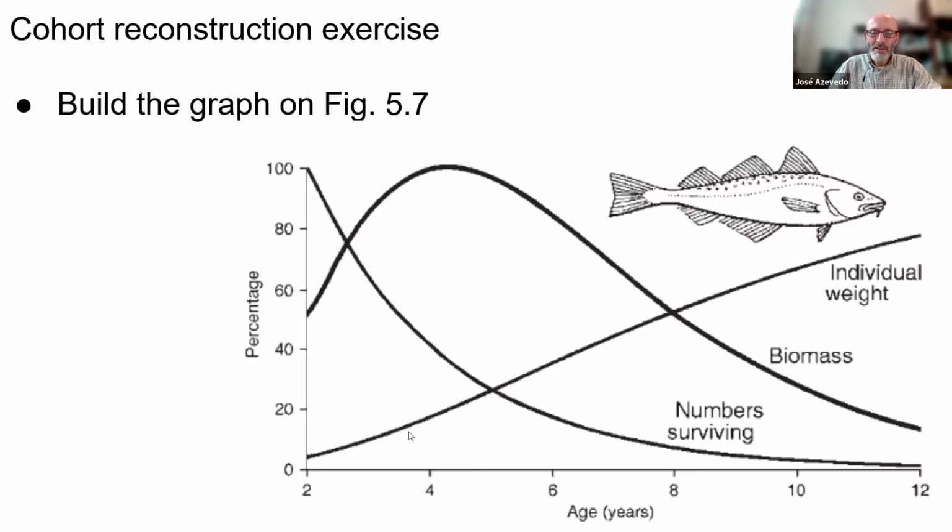So the fact that individual weight is growing constantly, although very fast in the beginning, and then slowly and slowly as the animal gets older. But the number of individuals surviving decreases exponentially, so very, very fast in the beginning, right? And as a consequence, the biomass increases in the first years, and then decreases in the years that follow.